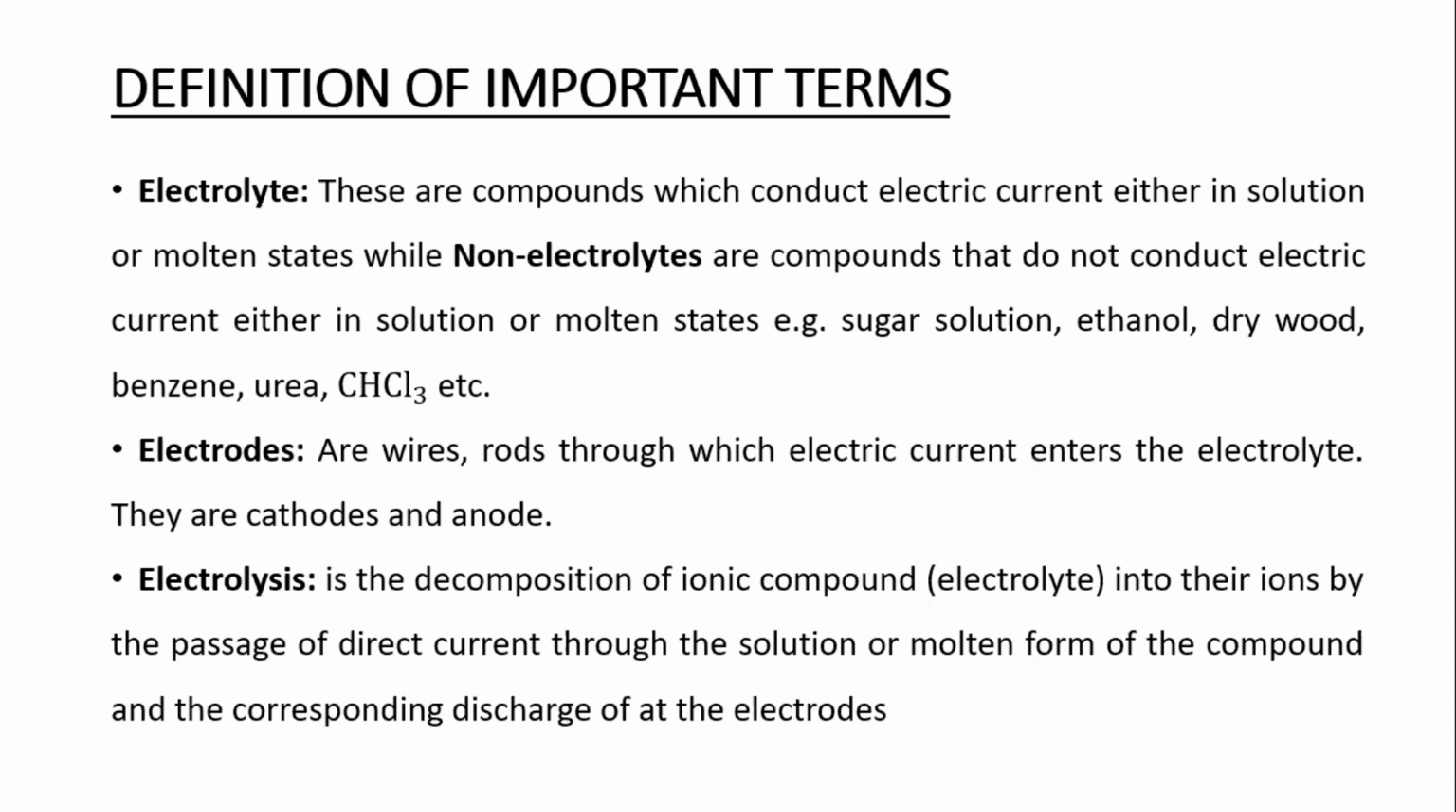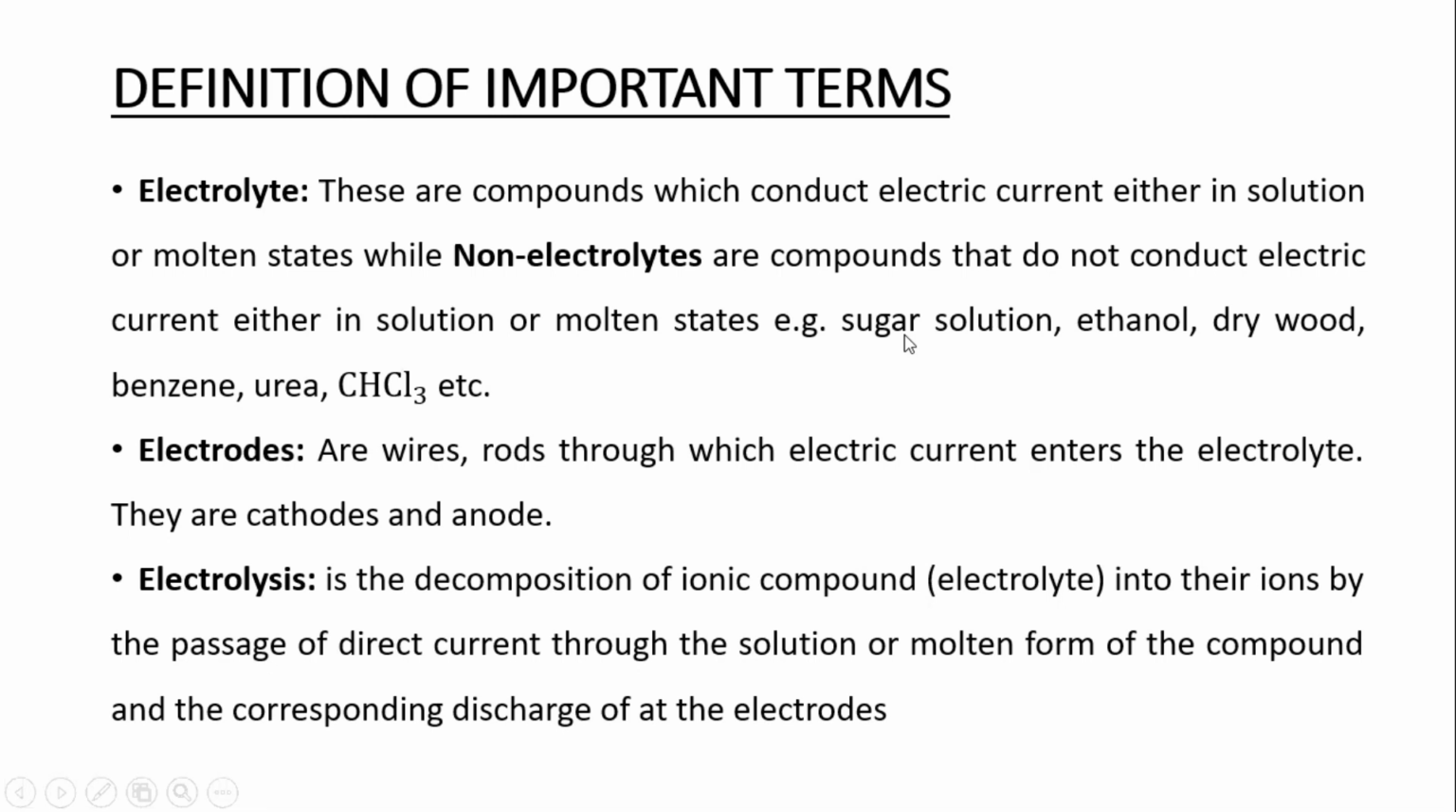Now let's talk about electrodes. Electrodes are rods or wires through which electric current enters into the solution, or enters into the electrolyte. Electrodes are categorically divided into cathode and anode. Cathodes are negatively charged electrodes, and anodes are positively charged electrodes.